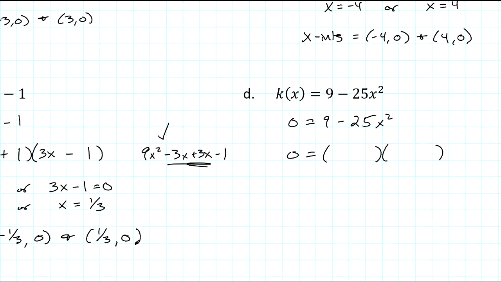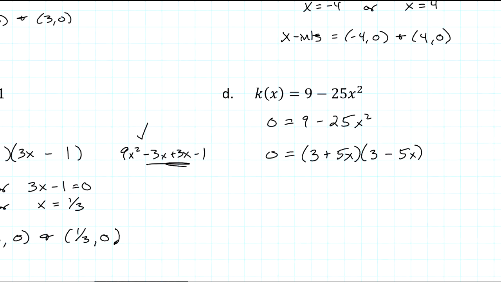These are both perfect squares. So the square root of 9 is 3. That goes in the first positions. Square root of 25 is 5, but we also need the x there. So we'll have 5x in the second positions with a plus and a minus.